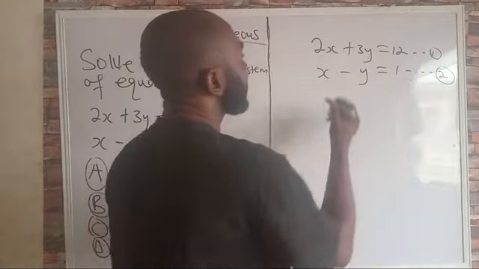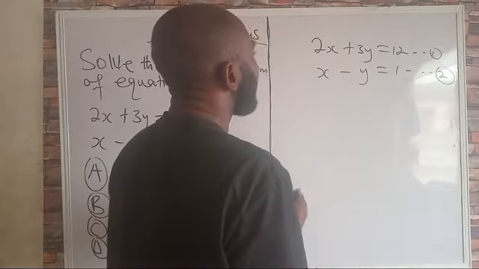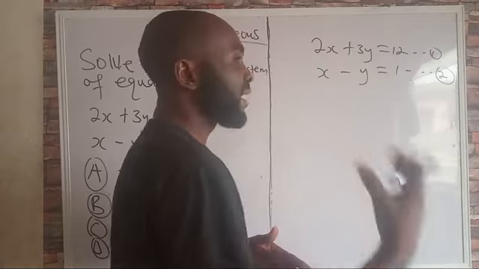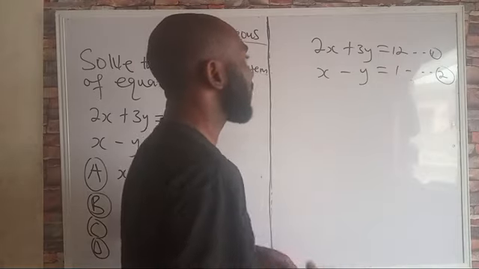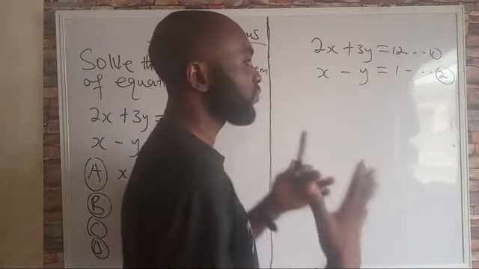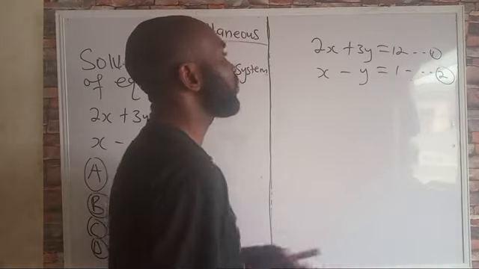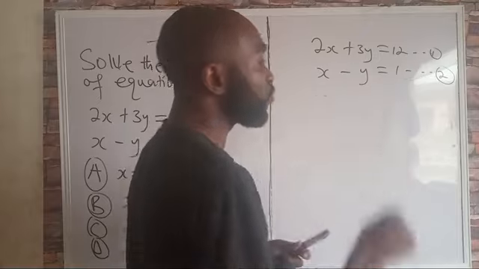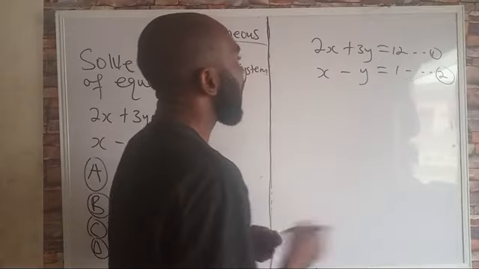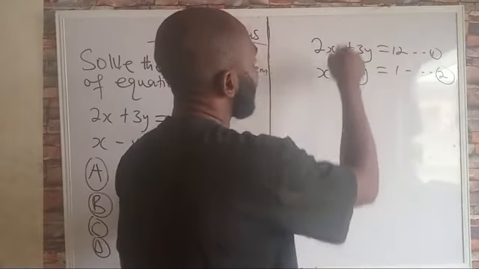So in using the elimination method, you try to eliminate, as the name implies, try to do away with one variable, because you have two variables, so you cannot solve two variables at the same time. You eliminate, you kill one of them. So I want to kill x.